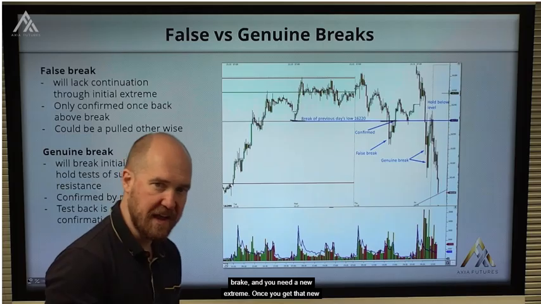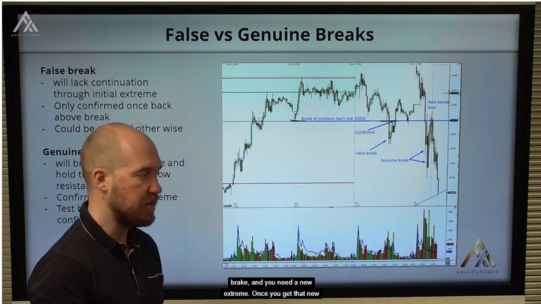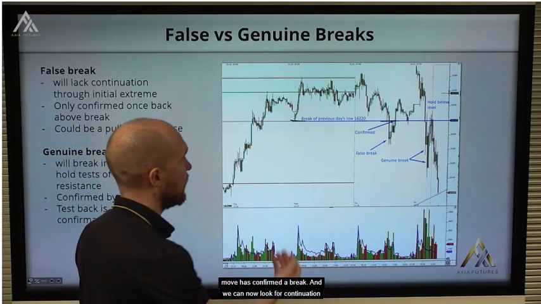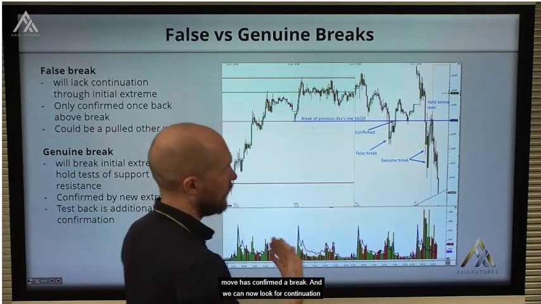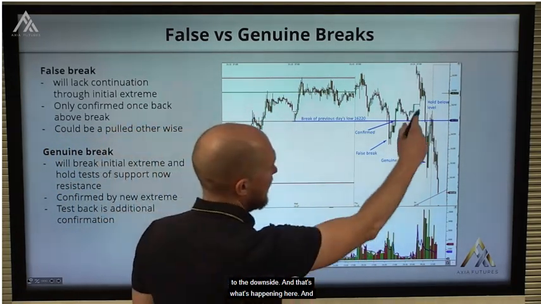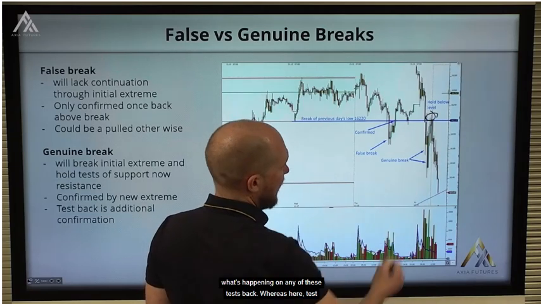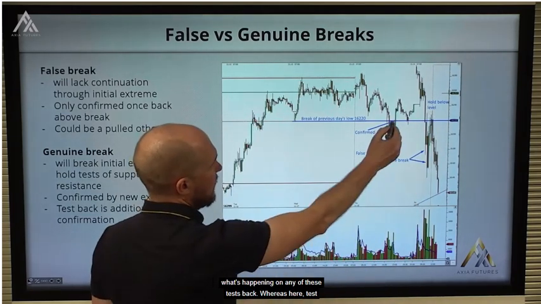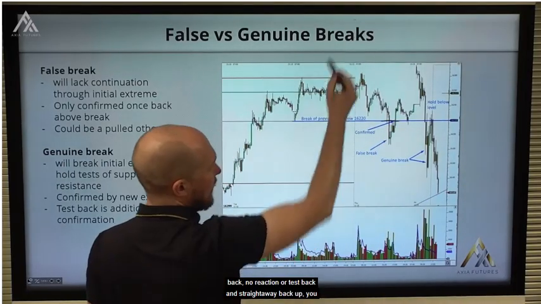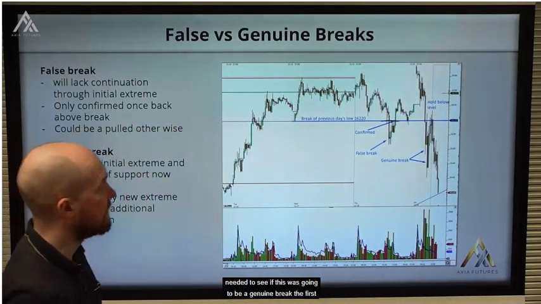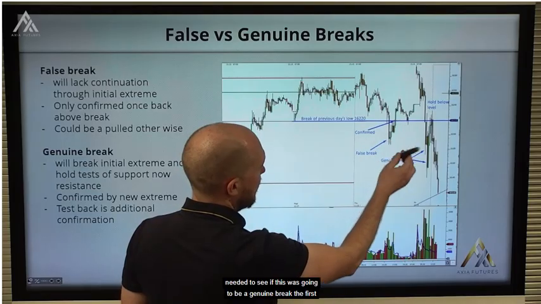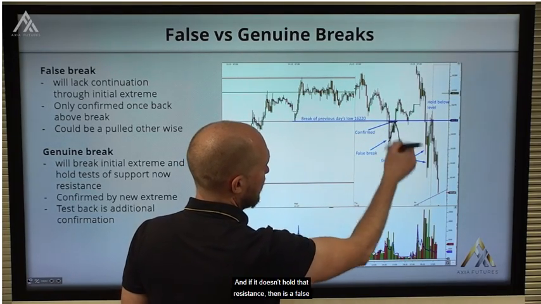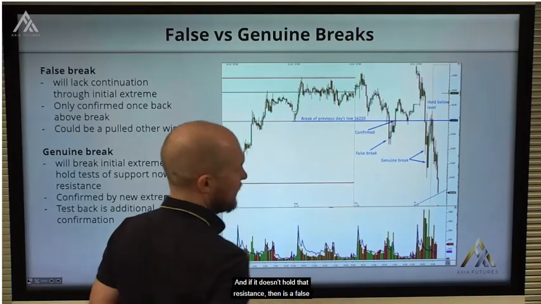You need the break and you need a new extreme. Once you get that new extreme, that says to you, yes, this move has happened. This move has confirmed a break, and we can now look for continuation to the downside. And that's what's happening here and what's happening on any of these tests back. Whereas here, test back, no reaction on test back, and straight away back up. You needed to see if this was going to be a genuine break the first time, then when we pull back here, this would then go again. And if it doesn't hold that resistance, then it is a false break.